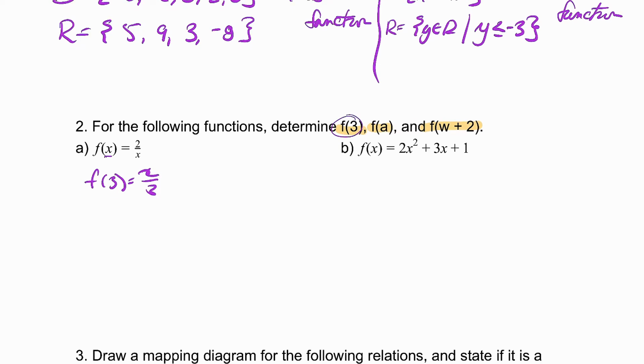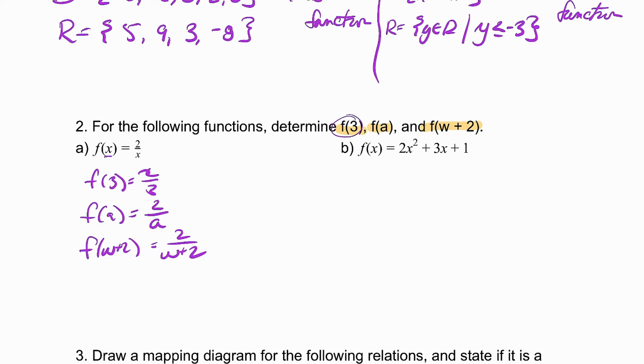I've seen in some cases people solving for f. They might be confused because they might think that 3 is being multiplied to f, but it's not. It's just notation. Here the brackets mean that f is a function, and we replace the value of x with 3. So f(a) is just going to be 2/a. And finally, f(w + 2) is just going to be 2/(w + 2).